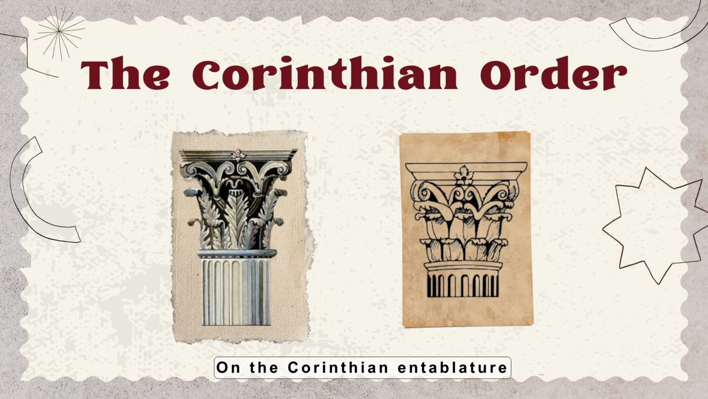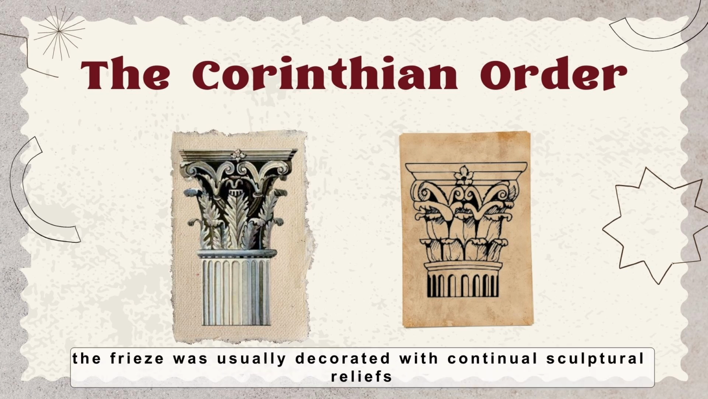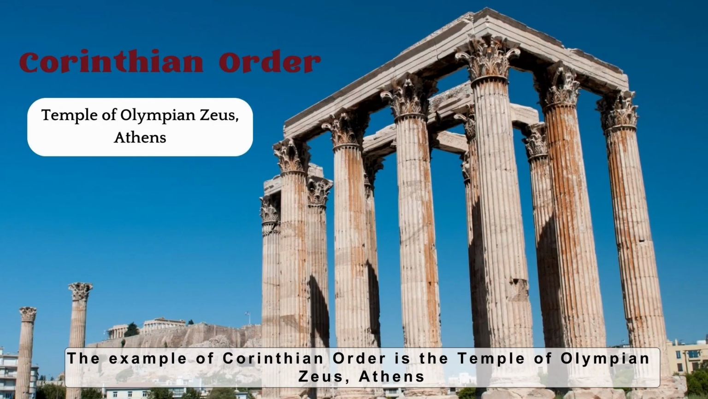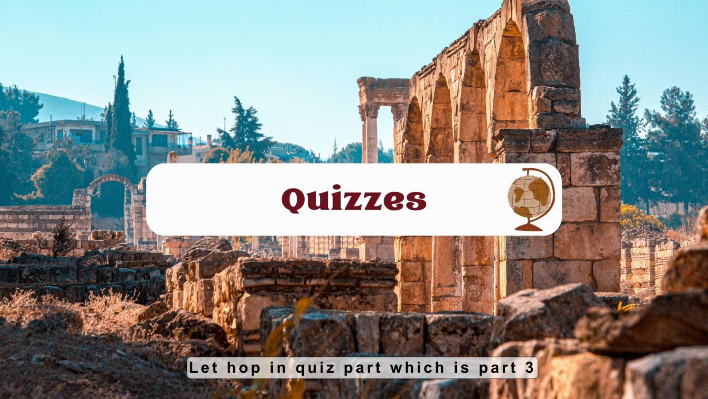On the Corinthian entablature, the frieze was usually decorated with continual sculptural reliefs, where the figures were raised from the surface but not completely freestanding. An example of the Corinthian order is the Temple of Olympian Zeus, Athens. Let's hop into the quiz part, which is part 3.